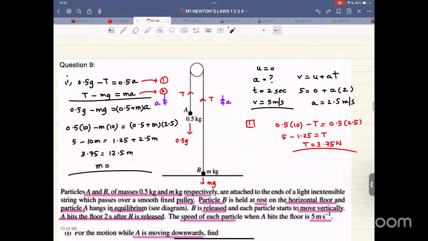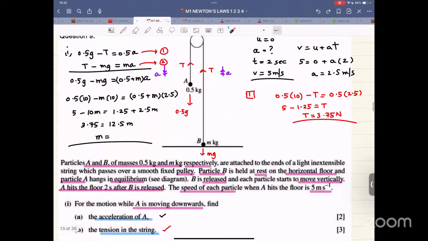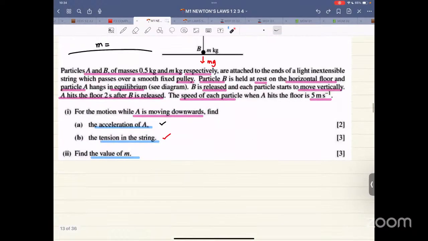Now, another question like this. Particles A and B of mass 0.5 and m kg respectively are attached to the ends of a light inextensible string, above a horizontal floor. The system is released from equilibrium and each particle moves vertically. A hits the floor; A is the heavier one, so this will go down and this one will go up. The speed of each particle when A hits the floor, that is the speed of the system, is 5 meters per second. For the motion while A is moving downwards, find the acceleration of A, the tension, and the value of m.